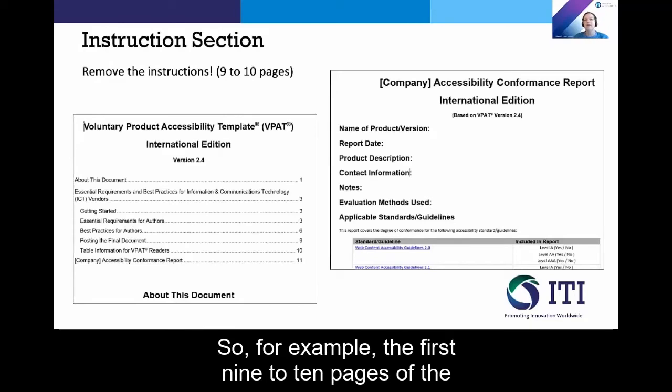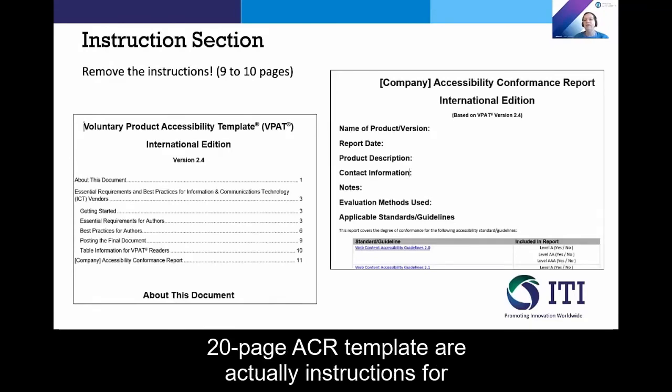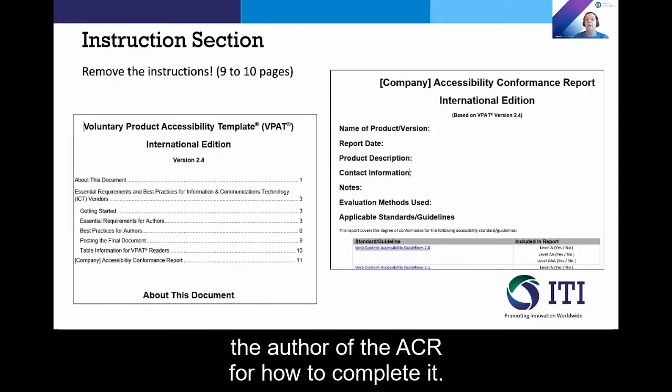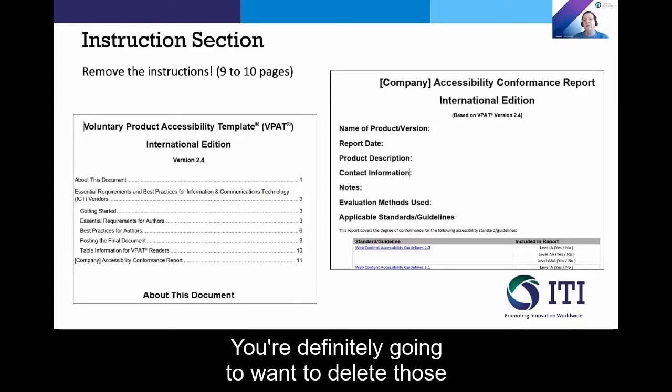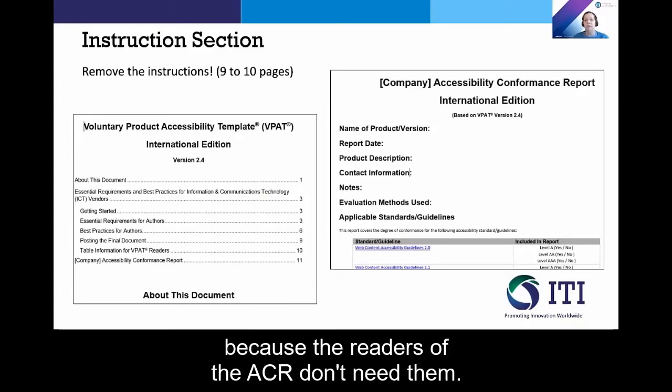So for example, the first 9 to 10 pages of the 20-page ACR template are actually instructions for the author of the ACR for how to complete it. You're definitely going to want to delete those because the readers of the ACR don't need them.